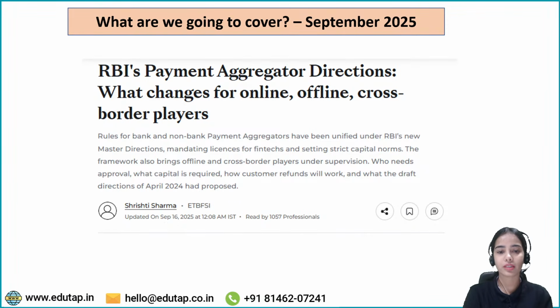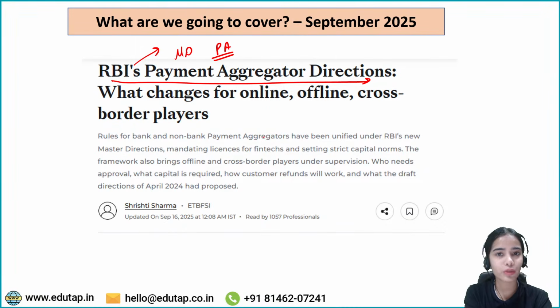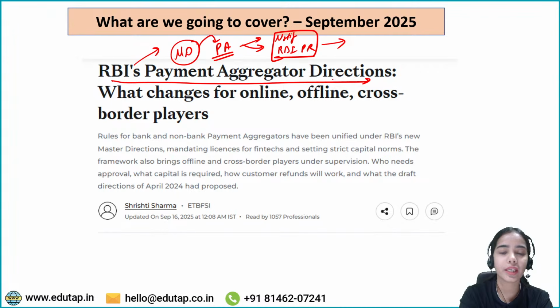So today we are going to discuss the RBI's payment aggregator directions. The Reserve Bank of India has released a very lengthy master direction for the payment aggregators. This is very important from the examination point of view, for phase 1 as well as phase 2 of the RBI Grade B 2025 examination. This master direction is not only mentioned in the RBI notification, but it is also in the RBI press release, and it has been quite in the news recently.